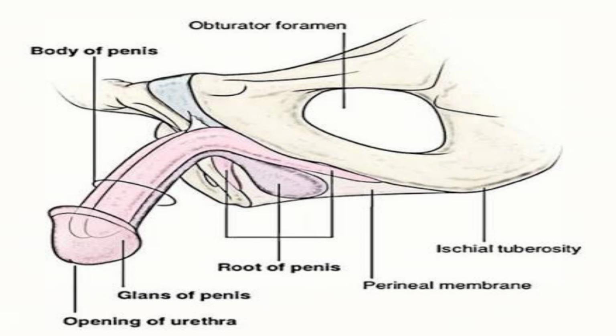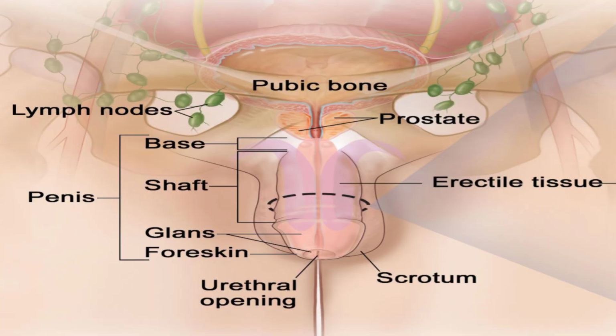As you can see in this figure, there is the body of the penis or shaft of the penis, and you can see the root of the penis, the glans of the penis and the opening of the urethra. This picture is also showing the base of the penis, shaft of the penis, glans and foreskin of the penis.